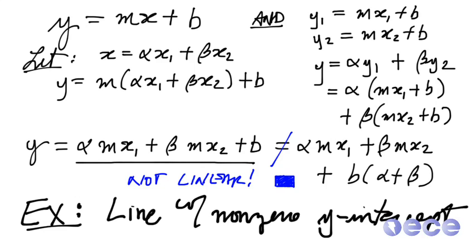Nope, not so much. The problem is b on the left-hand side is not multiplied by the alpha plus beta. So here we can see that this system of a line, y equals mx plus b, you've been told your whole life that this is linear. Well, it's not a linear system. It's not a linear equation that gives us the property of linearity.